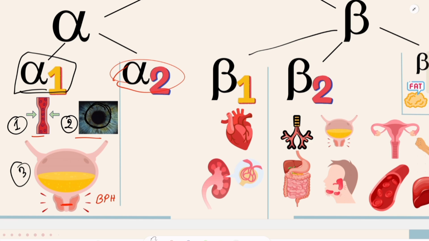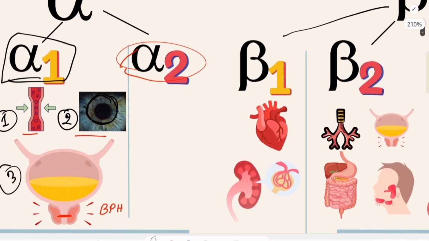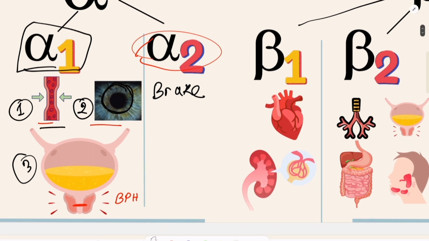So you can simply remember that postsynaptic alpha 2 is equal to alpha 1, but they are very few in number, so you do not need to remember them. But mainly you need to remember their action as a presynaptic receptor. They act like a brake. Alpha 1 receptors are present in blood vessel, eye and prostatic urethra.